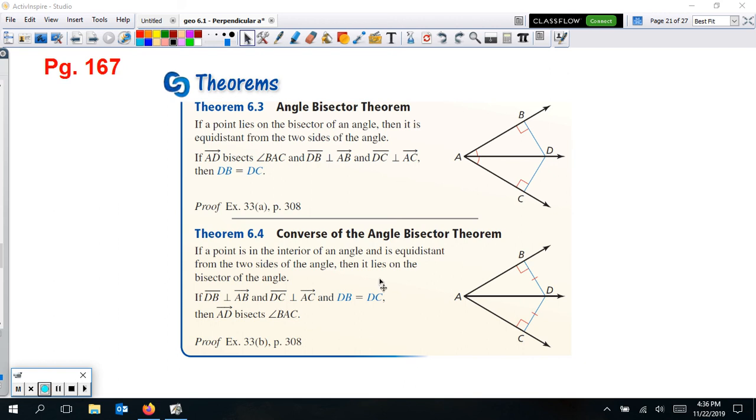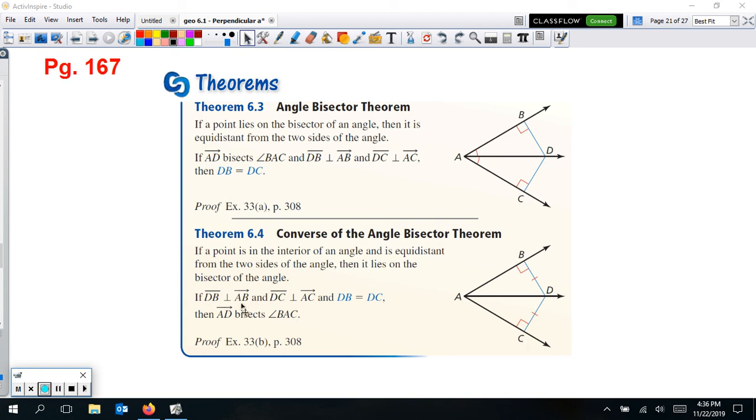And we can also conclude this in reverse. If we see that these two lines are perpendicular and they're equal, so if a point is in the interior of an angle and is equal distance from the sides of the angle, then it lies on the bisector. If we have the perpendiculars there and DB is equal to DC, then we know that AD bisects this angle. That's what we can know.